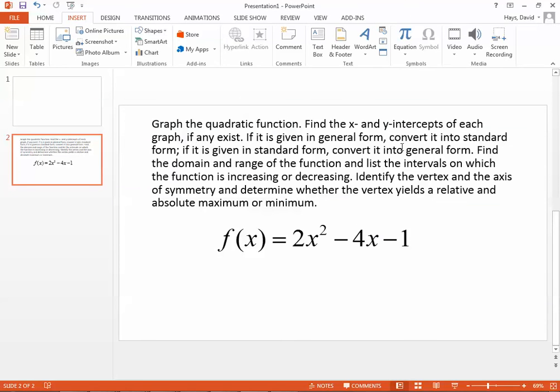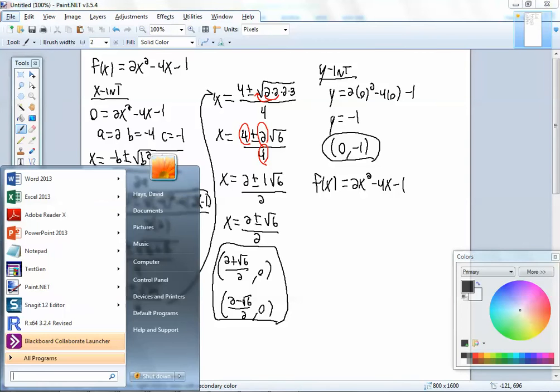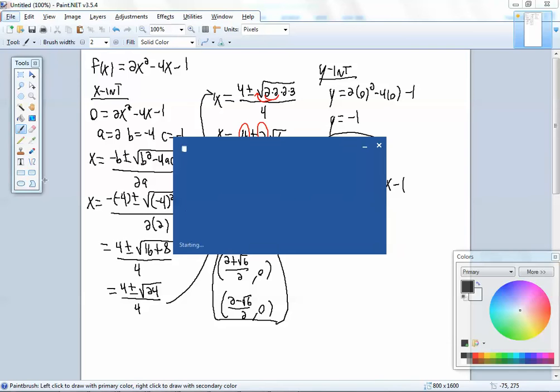If it's given in general form, convert it to standard form. If it's given in standard form, convert it to general form. This is given in general form. So we've got f of x is equal to 2x squared minus 4x minus 1. Now, these steps aren't necessarily that simple, so let me write out the steps.